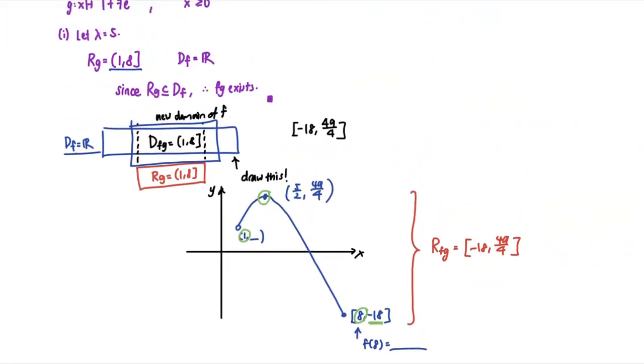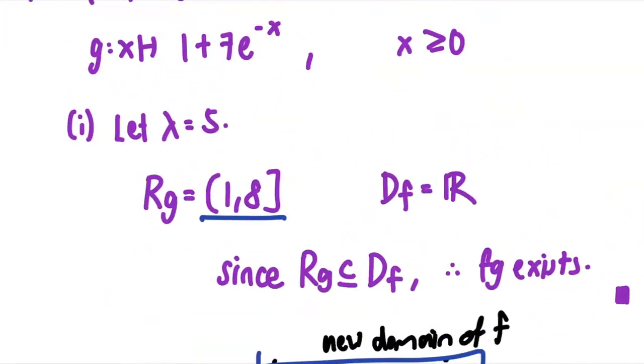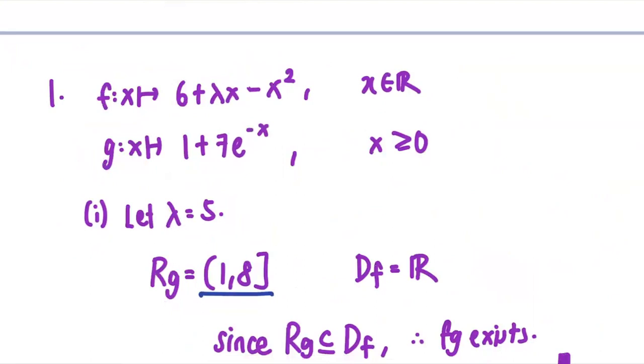How to get the range of G? Like how I get the 1, 8, is it? Oh, okay. So the question tells you that you are going between x is greater than 0, right? So what you do is you plot your graph on the GC. You plot this onto the GC, and then you will see that there's an asymptote at 8. You need to plot the graph.